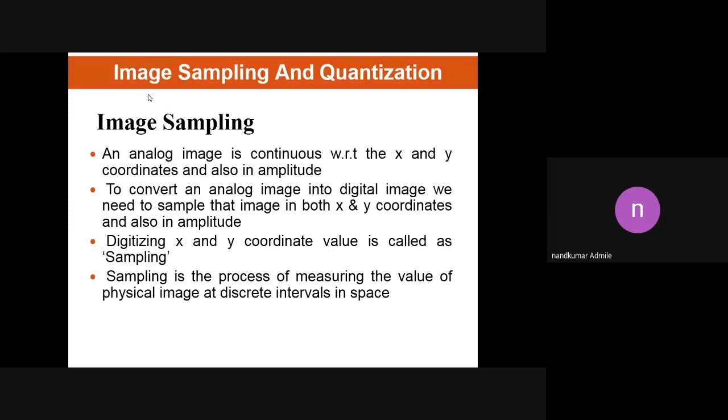The first technique is image sampling. Now, what is image sampling? If we deal with any analog image, right?